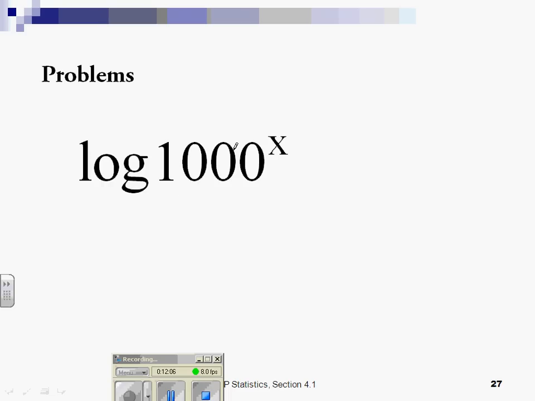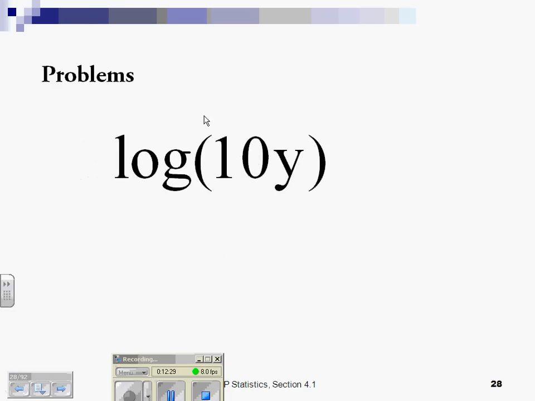This is a common log. So if I bring the x in front, I get x log of 1,000. Log of 1,000, remember it's a common log. So that would be 3, 10 to the third power. 10 to the third power makes 1,000. So this would also be 3x. And then the last one, you can split that up. So it becomes log 10 plus log y. Remember this is a common log, so 10 to the first equals 10. So this would be 1 plus the log of y. And that would be your answer for that one.